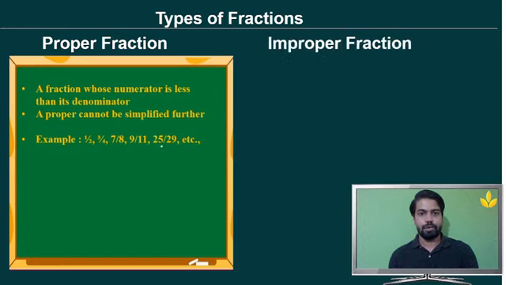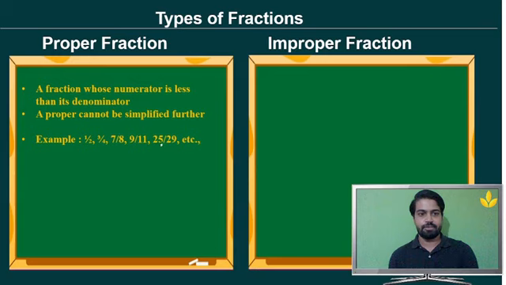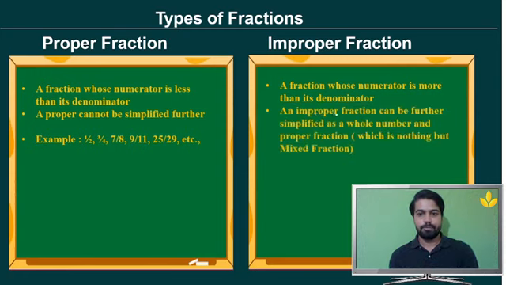And the second one is improper fractions. Obviously it will be opposite to proper fraction: a fraction whose numerator is more than its denominator. An improper fraction can be further simplified as a whole number and a proper fraction. Examples are here: 5 by 2, 6 by 5, 22 by 17. Here the numerator 5 is greater than denominator 2. So how can I write this in simplified form? I can divide 5 by 2. 2 2s are 4 and 1 is the remainder, which can be kept as a proper fraction. So 2 is a whole number and 1 by 2 is a proper fraction.